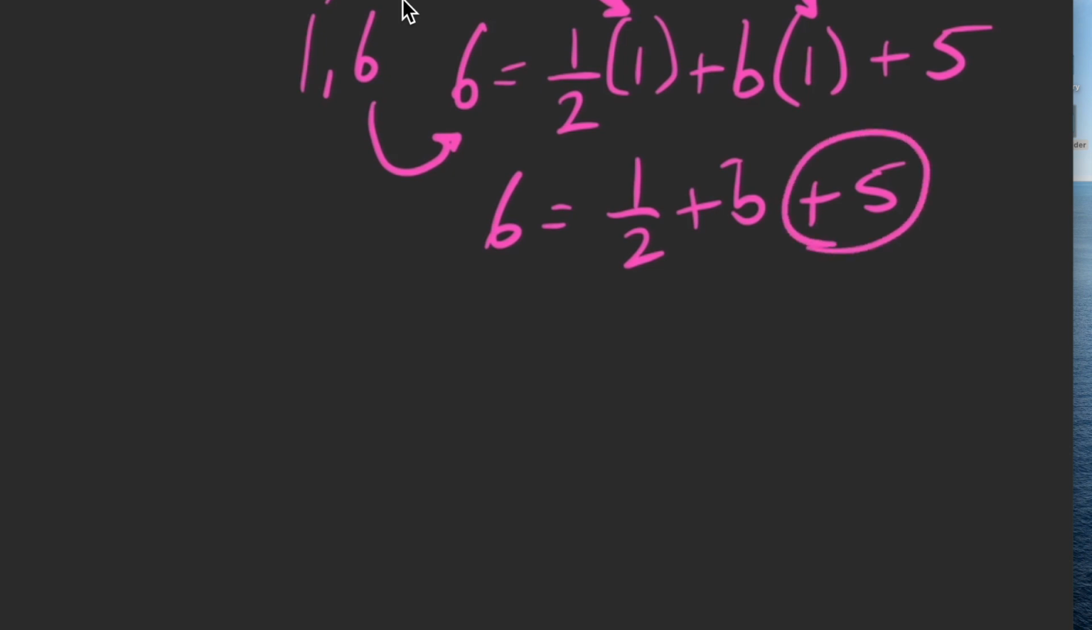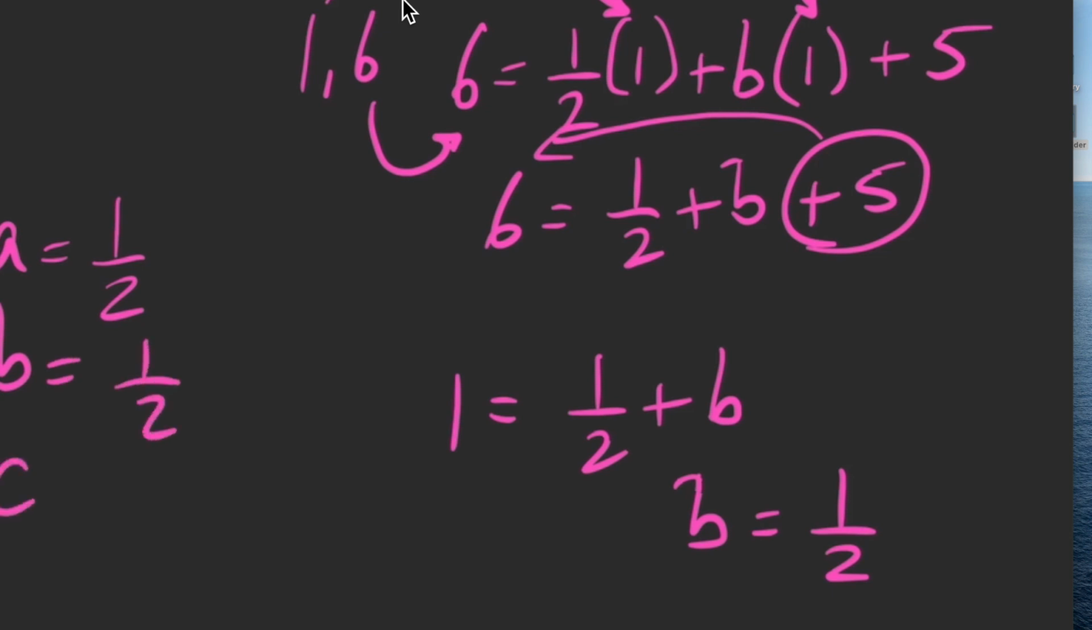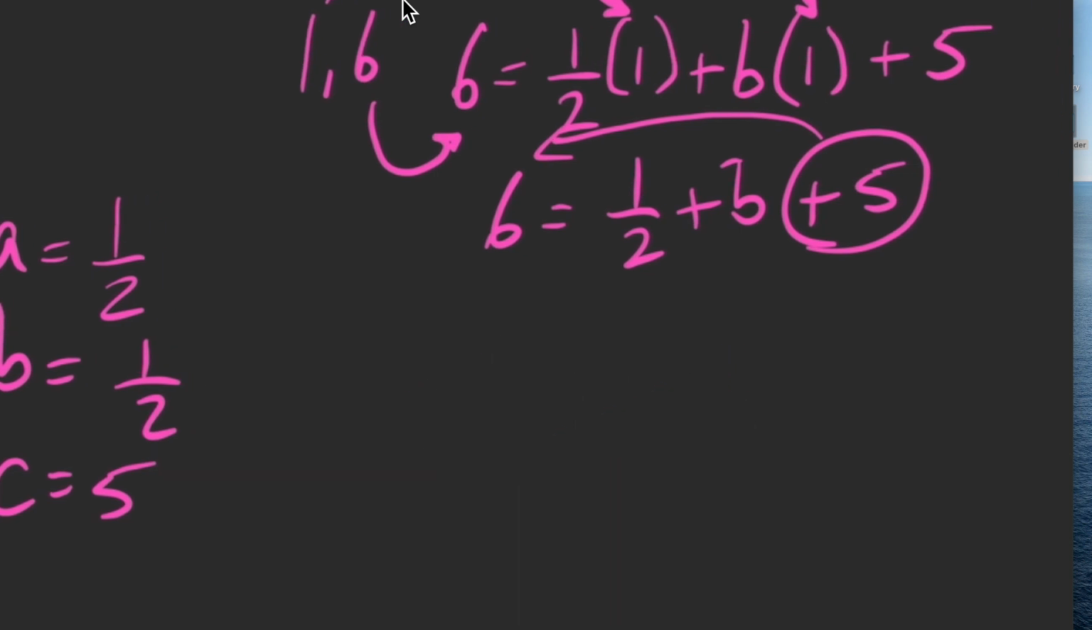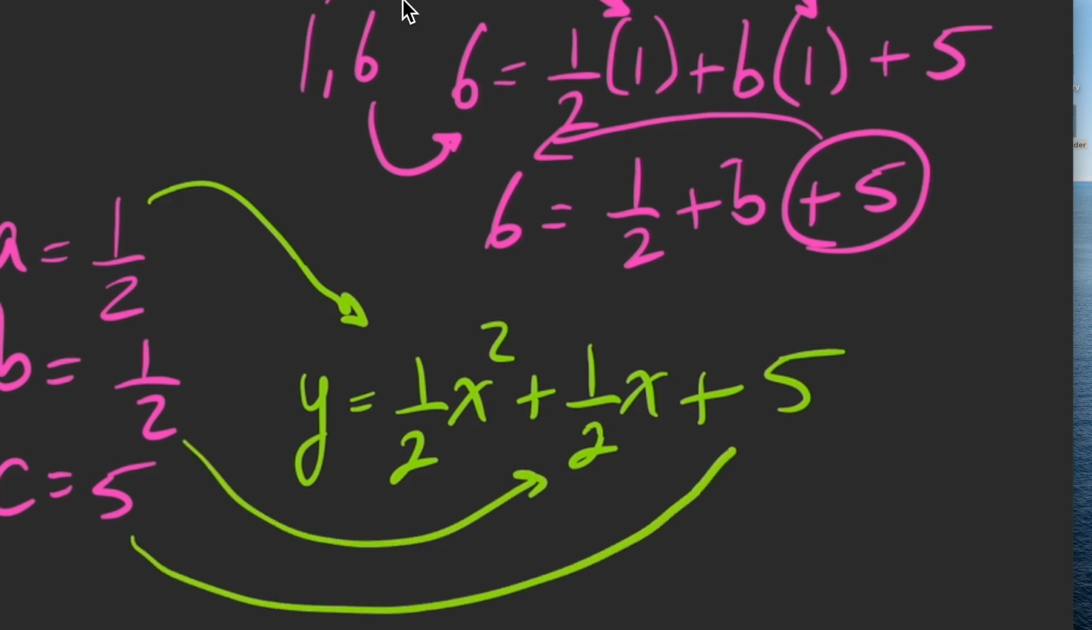We're going to move 5 to the opposite side of the equation, and we get 1 equals 1/2 plus b. When we solve for b, we get b equals 1/2. So now we have a equals 1/2, b equals 1/2, and c equals 5. Now we can write out our entire equation for this particular table: y equals 1/2 x squared plus 1/2 x plus 5. Here's our a value, here's our b value, and here's our c value.